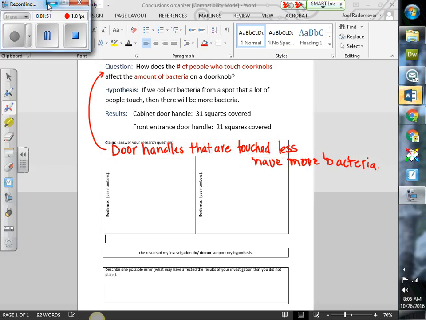And now we have to back that up with some evidence. Back up our claim with evidence, and you'll notice that it says here that you need to use numbers. So we're going to say the cabinet door handle had 31 squares covered. And we're going to say that the front entrance door handle had 21 squares covered.